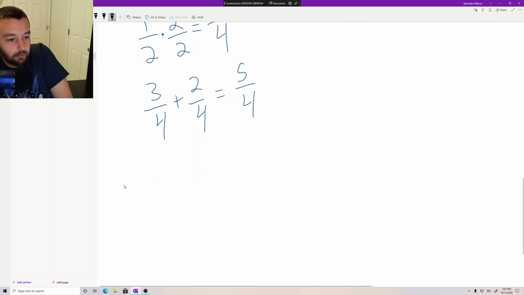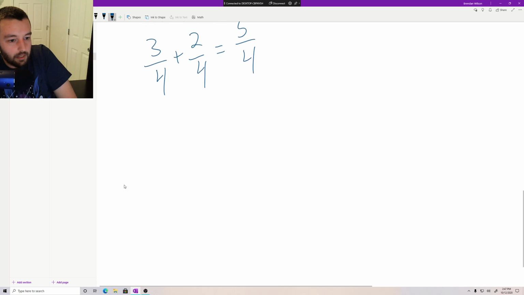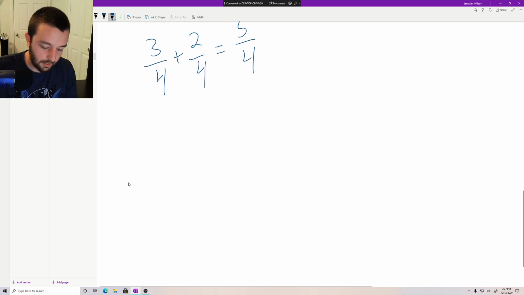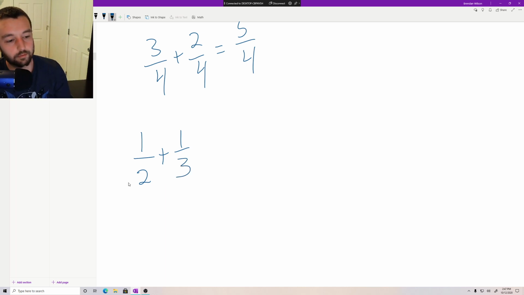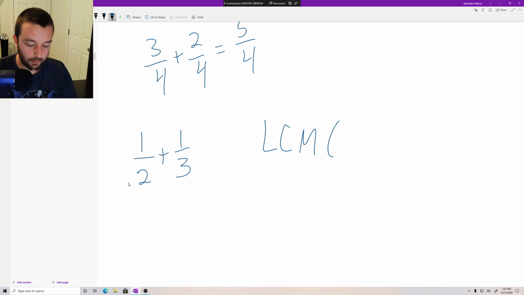All right, let's look at another one. Let's say we have 1/2 plus 1/3. First we want to find the least common multiple of 2 and 3.